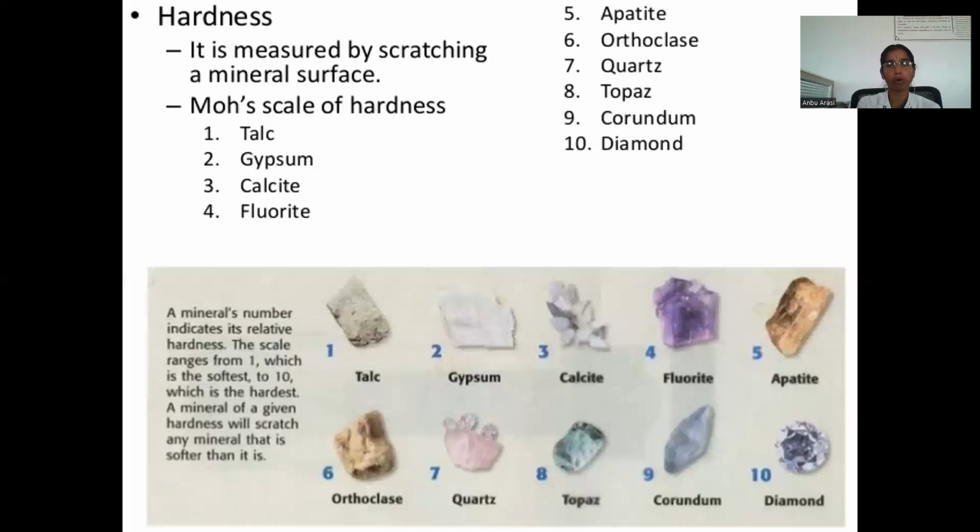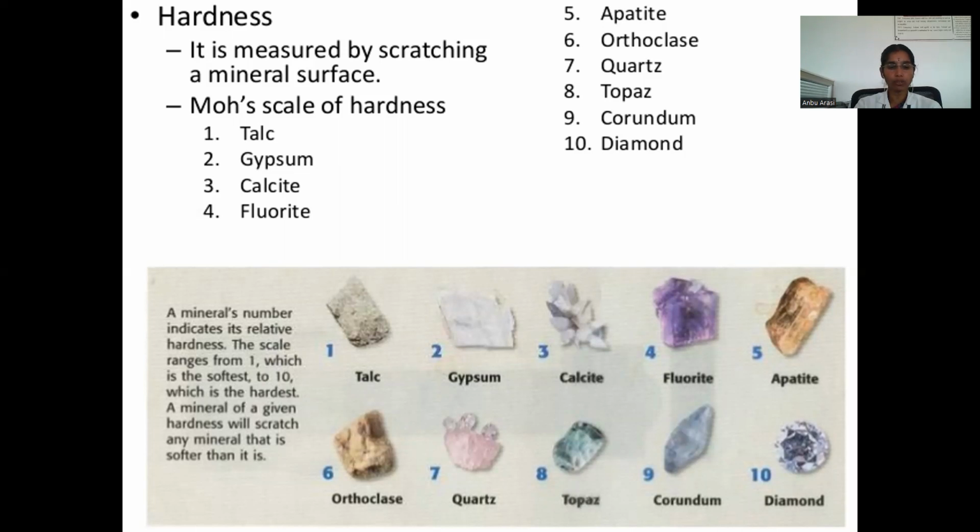Next property is hardness. Hardness of a mineral is defined as the resistance offered by the mineral to any external force that tries to scratch the mineral. That is called hardness. Hardness is a diagnostic and qualitative property of minerals. For example, talc has hardness number 1 and gypsum 2.